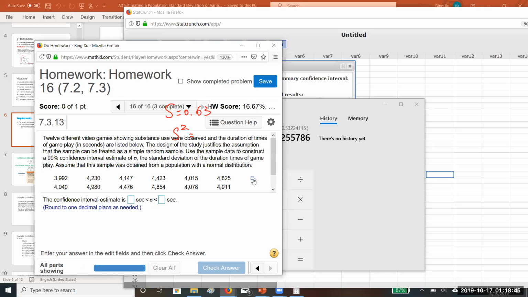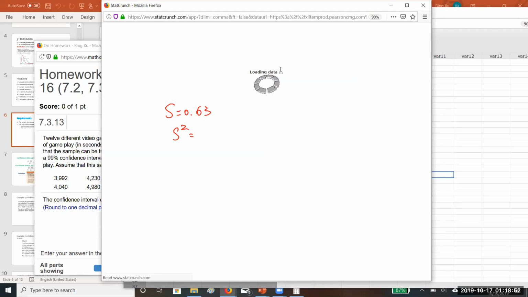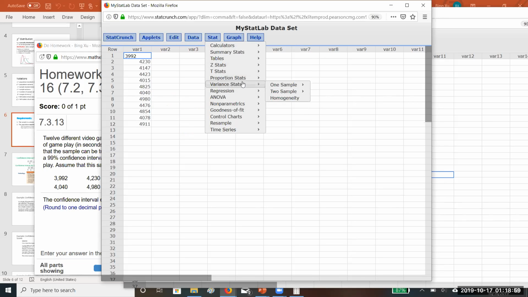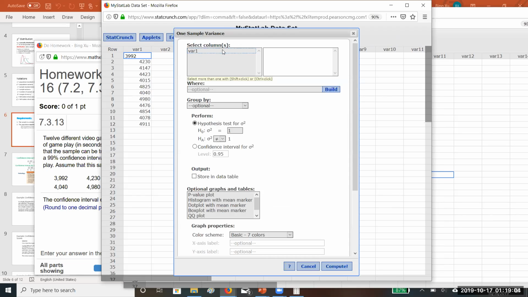So this one is a little bit different. This one's giving you the data. So you pretty much go through a similar process, except, let me erase everything here. You go to Variance, one sample, but with data. And then choose the column. And then over here, 99% confidence level, so 0.99. And then just compute.